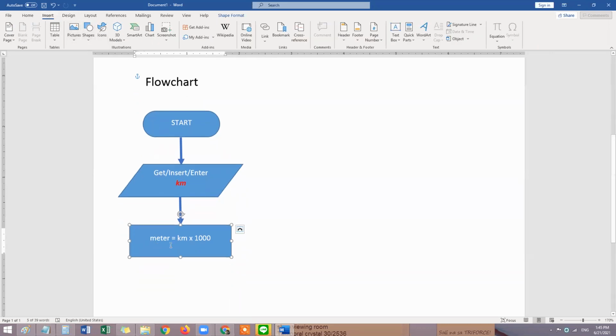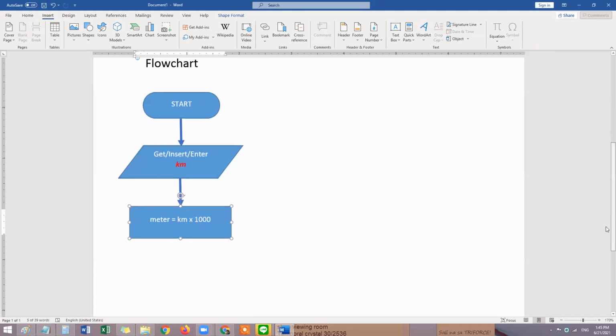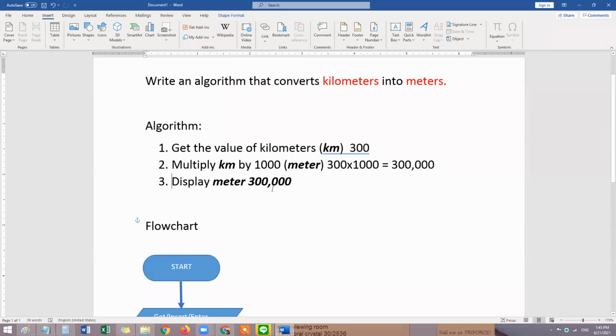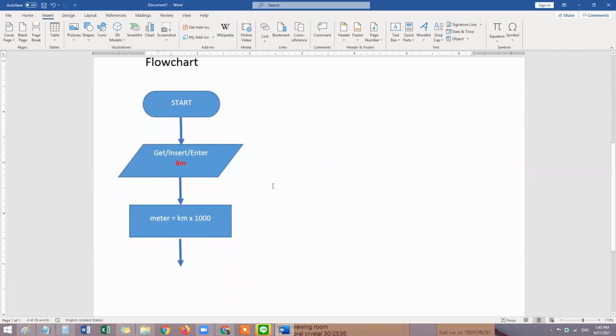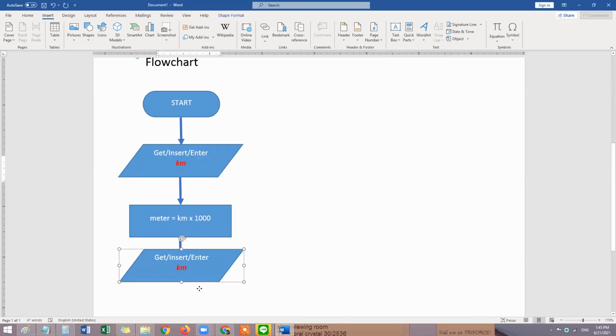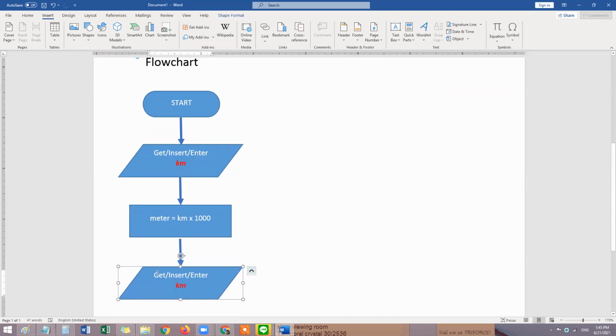When we have meter is equal to km times 1000, what is the next one? Number 3. Okay, thank you. It's a parallelogram. So I will just copy this one. Copy and edit the text. And then what should be in here? Display what?